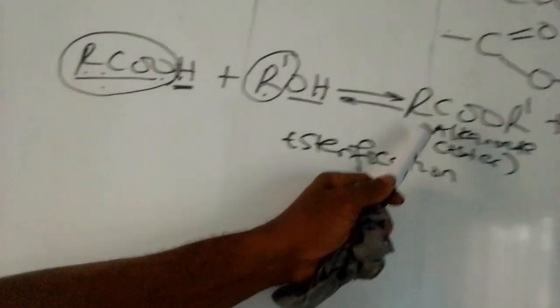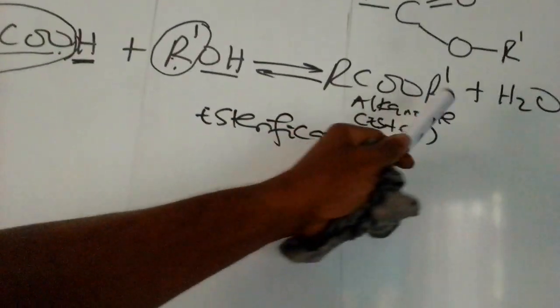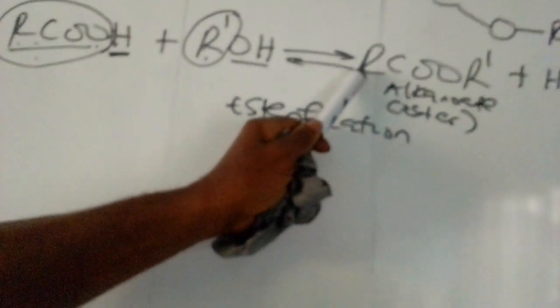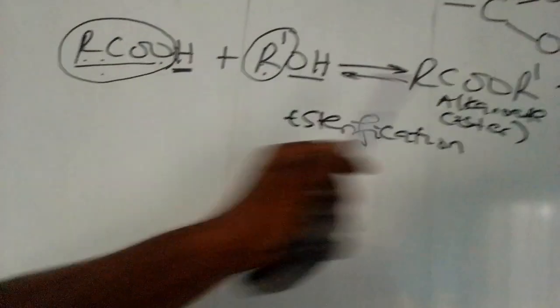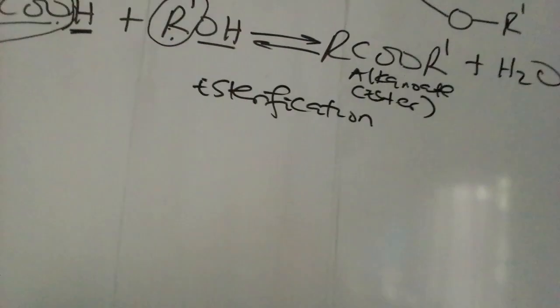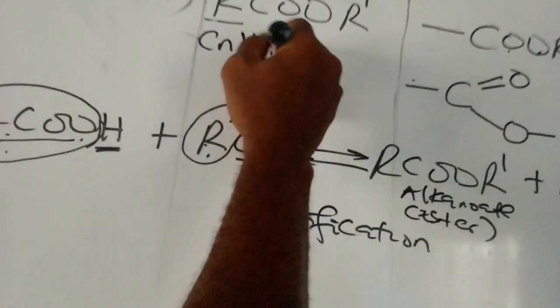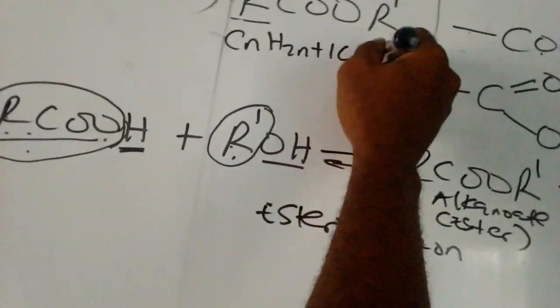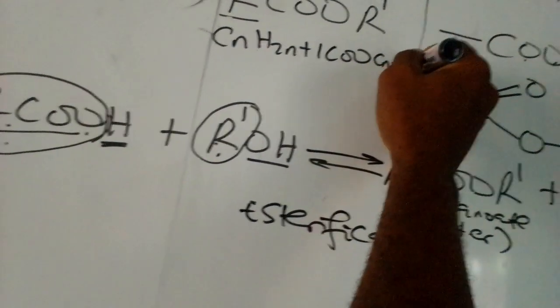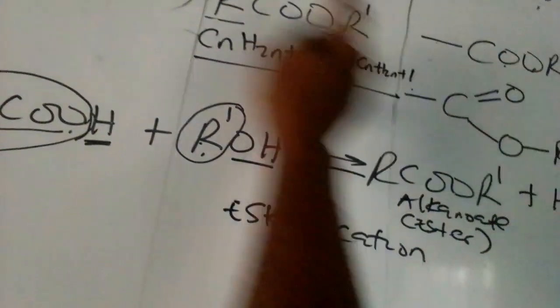So the alkanoate or ester has two alkyl groups. The first in the structure is from the acid. The last is from the alkanol from which it was obtained. So you can see how the formula was obtained. There are two alkyl groups. Some can write the formula as CnH2n+1COOCnH2n+1. This and this are the same.